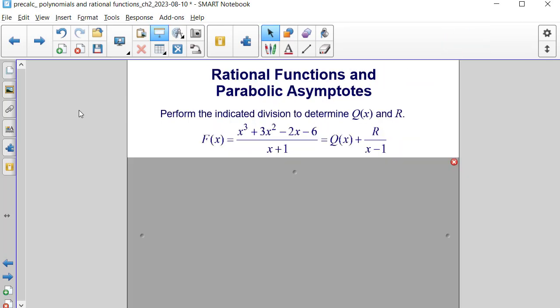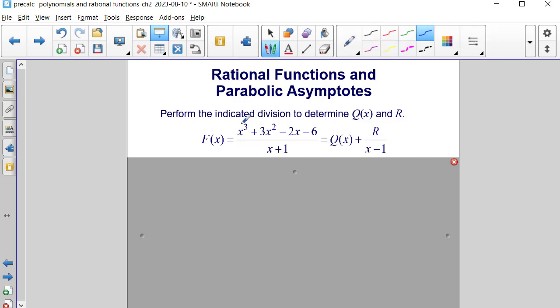Now let's try an example with a rational function that has a parabolic asymptote. It's going to follow the same steps that we did in the last example that had a slant asymptote. We're going to begin by performing the indicated division to determine what our new polynomial function, capital Q of x, and the remainder are. So our original function, capital F of x, is equal to x to the third plus 3x squared minus 2x minus 6. And we're dividing it by the binomial x plus 1.